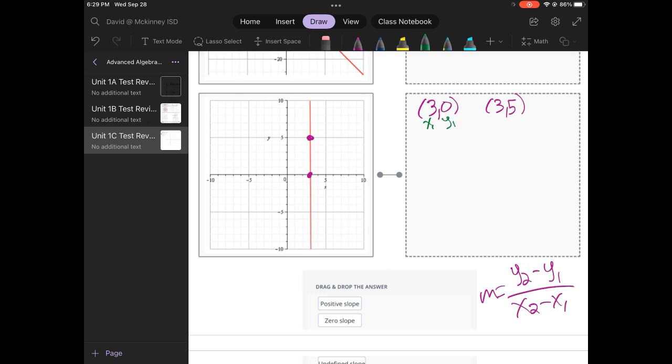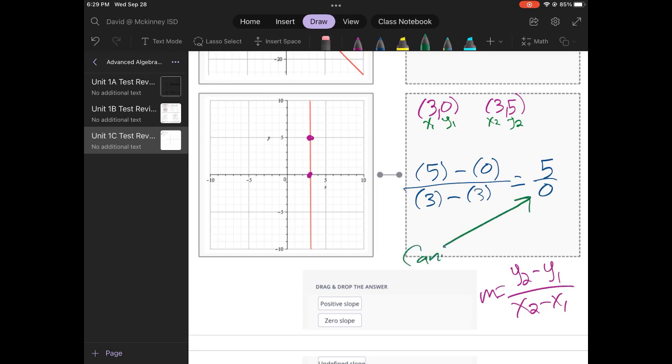I will take the time to label these points so that I can plug them into the formula. If you do this in your head, you're likely to get it wrong. Just saying. 5 minus 0 on the top, on the bottom, 3 minus 3. When I do the math, I get 5 over 0. I cannot divide by a 0. Mathematically, it is not possible to do. As a result, the slope of this line isn't a 0. It's something that cannot be defined. So I would say that it is undefined.